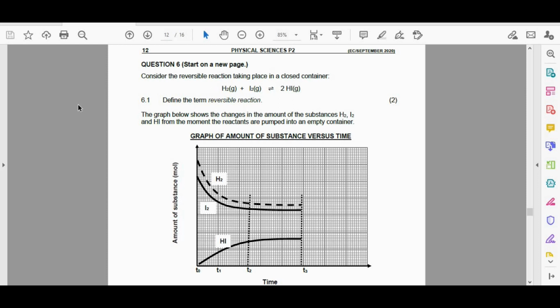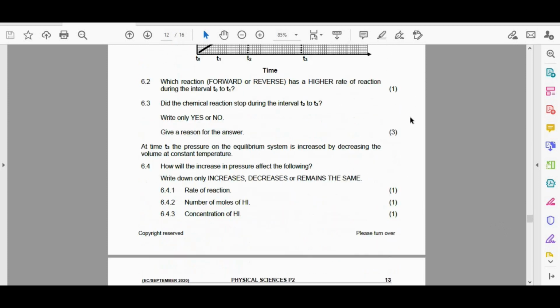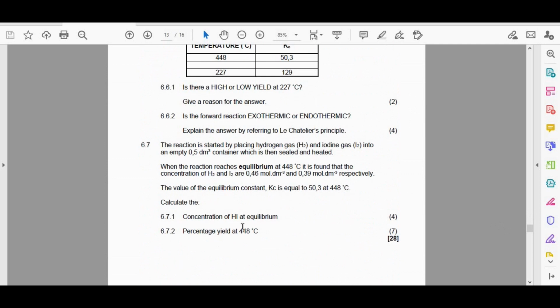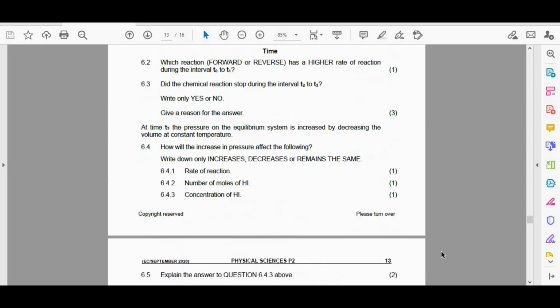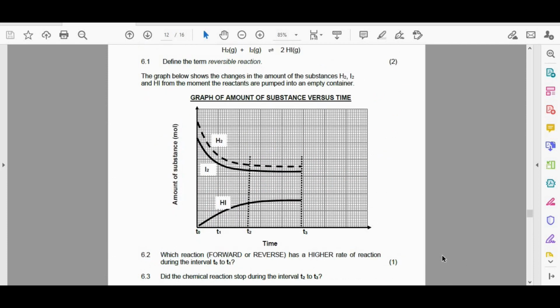So we're starting with question 6 and we're taking a reversible reaction. Question 6.1 is define the term reversible reaction. Unfortunately, the way the question is phrased, I can't fit it all in on the question paper. So we're going to go all the way through to finish at about 6.7.2. This is not to scare you. This is real life. 28 marks, so it's quite a big section in this paper. So let's take it from the top. There's the reaction, it happens in a closed container. Let's do this and then we'll mark it later.